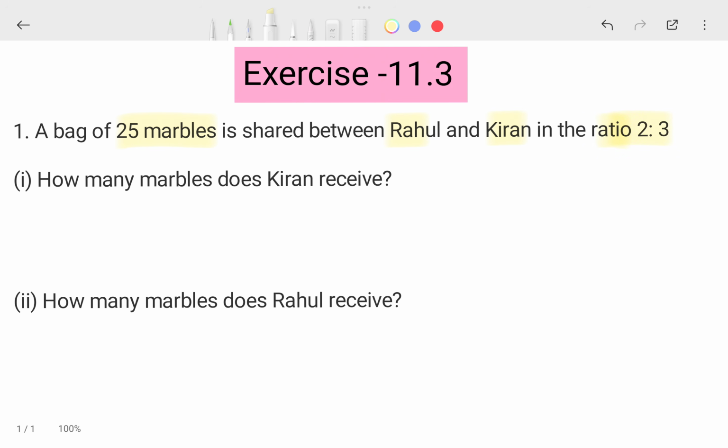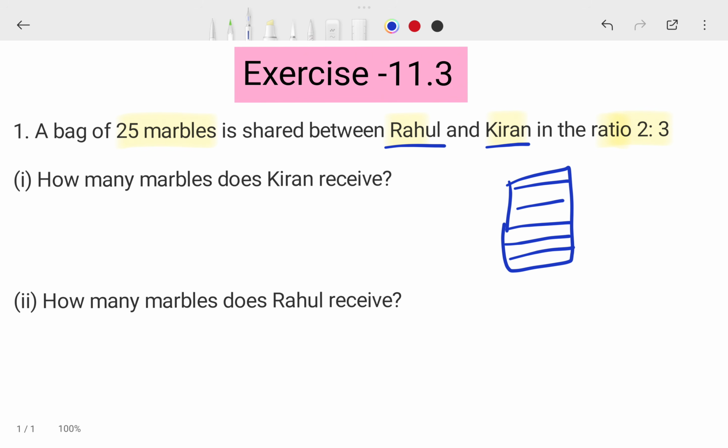So in this question, there is one bag with 25 marbles in it. These marbles are shared between Rahul and Kiran in the ratio of 2 and 3. It means Rahul has 2 marbles and Kiran has 3 marbles. It is a ratio, it's not exactly a number.